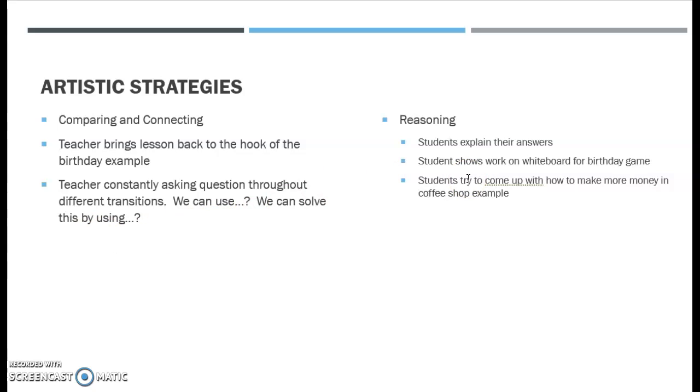The last type of strategy was reasoning, where students explain their answers for the fruit stand example, as well as the mixing bowl example, and especially the coffee shop example and the birthday examples. The students are given plenty of time within 30 minutes to explain their own answers. They also get to show their work on their whiteboard or their personal pencils and papers for the birthday game. And then they are given a challenge to figure out how the coffee shop can make more money after being given the formula on the overall whiteboard in the coffee shop.